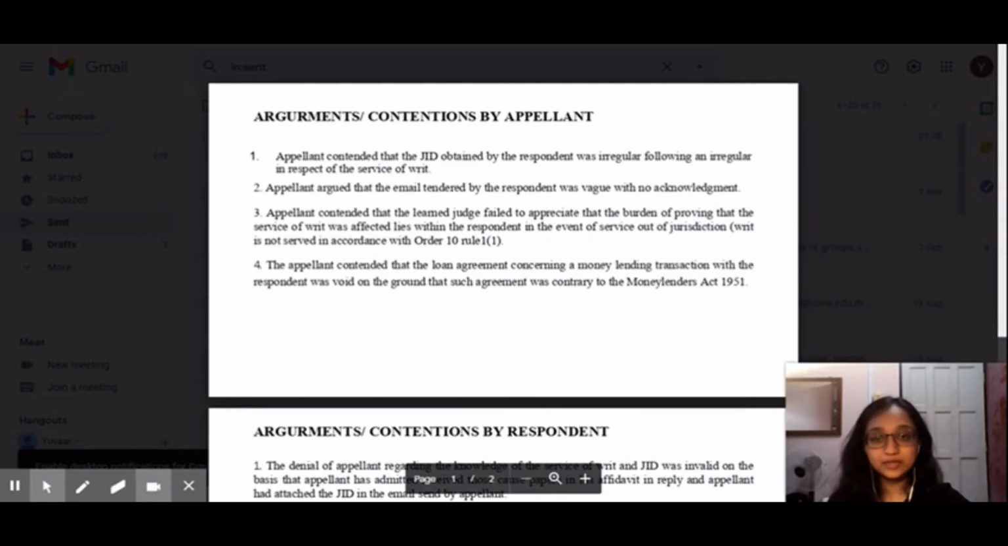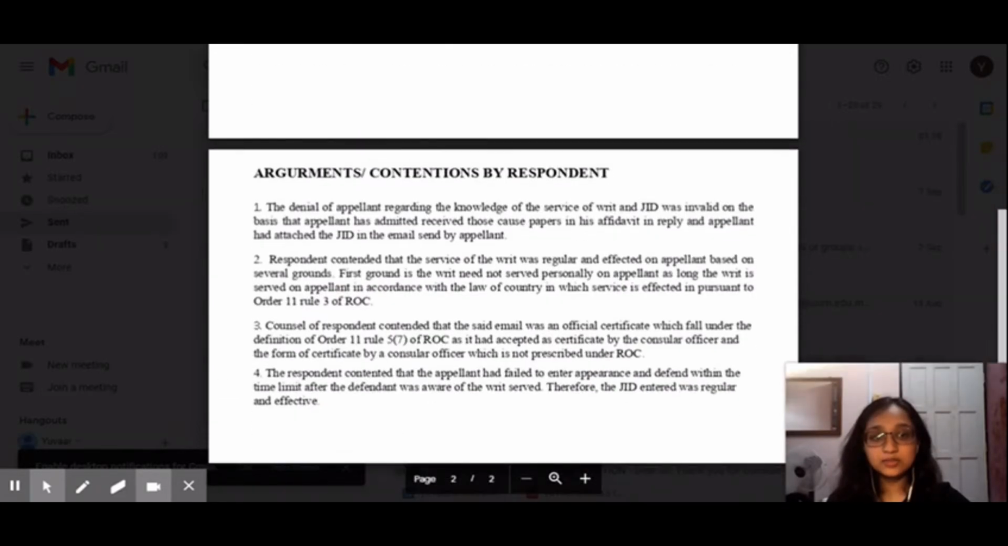Finally, the appellant contended that the loan agreement concerning a money lending transaction with the respondent was void as it was contrary to the Money Lenders Act 1951. For instance, the appellant was asked to mortgage the house as a security even though the money was received in installments. Next, the arguments by the respondent.